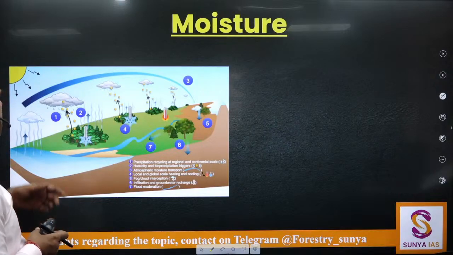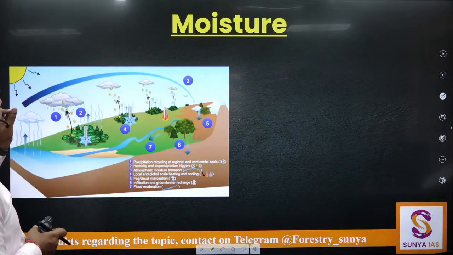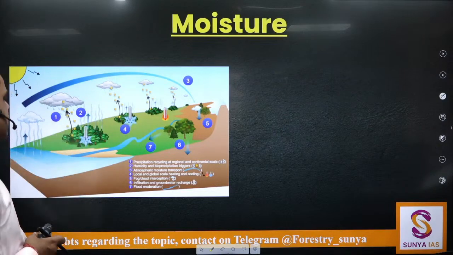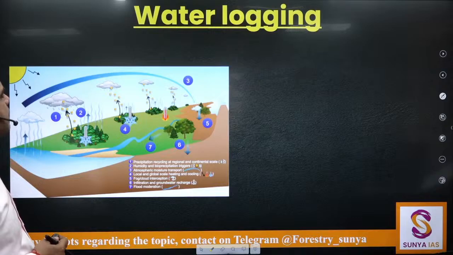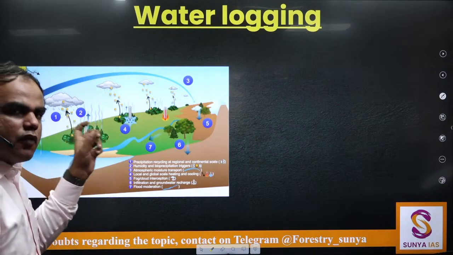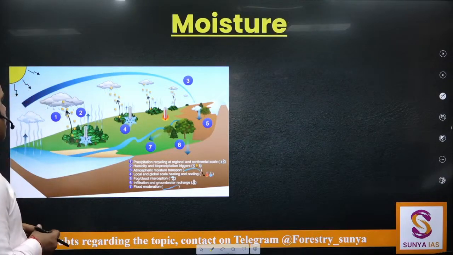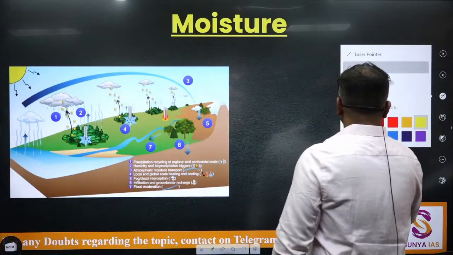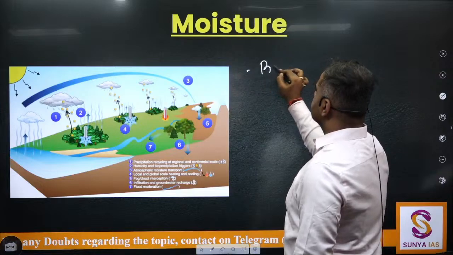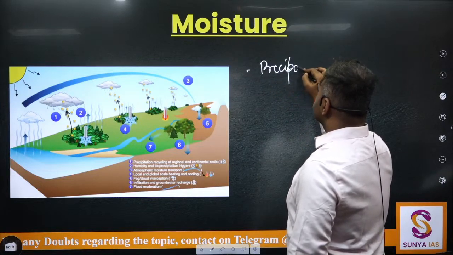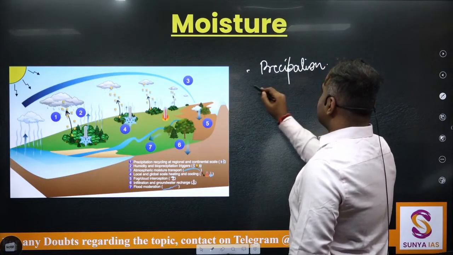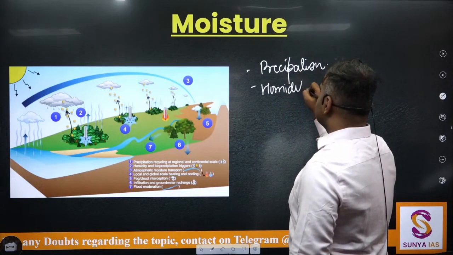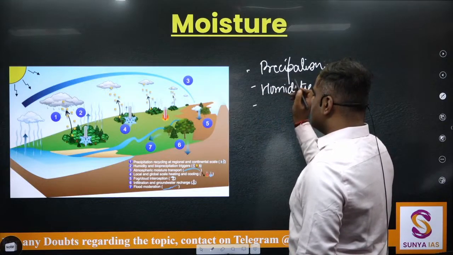For moisture, for example, when we see, what is the role of moisture? Here again, if you see the infographic, from that only I'll just read out certain important points. Similar points you can think about for water logging as well. Now for moisture overall, moisture is important for precipitation. The overall humidity balance is going to be important here.